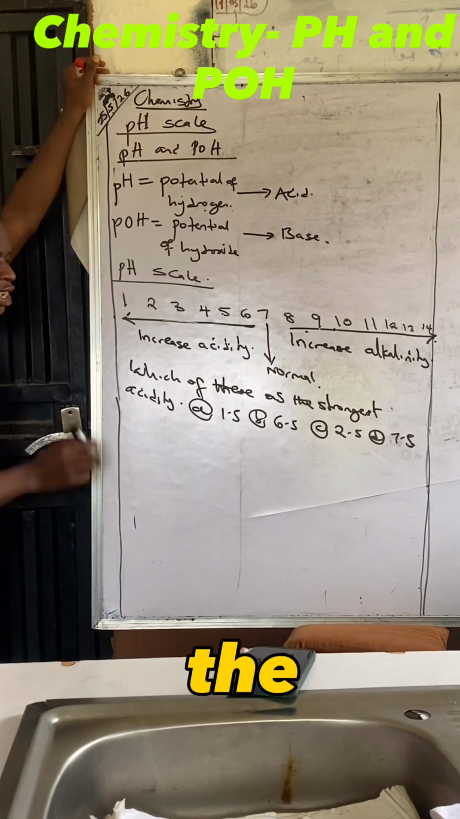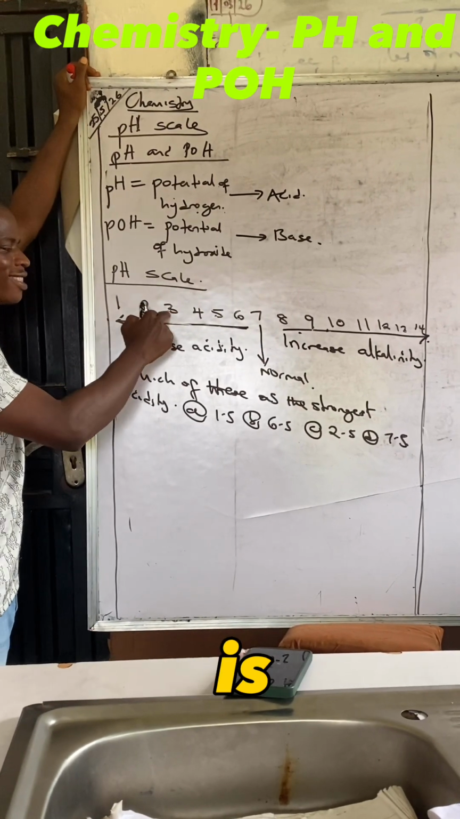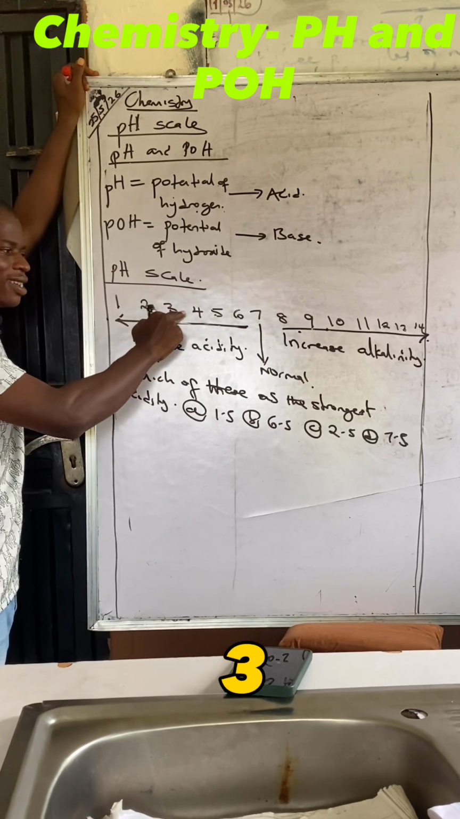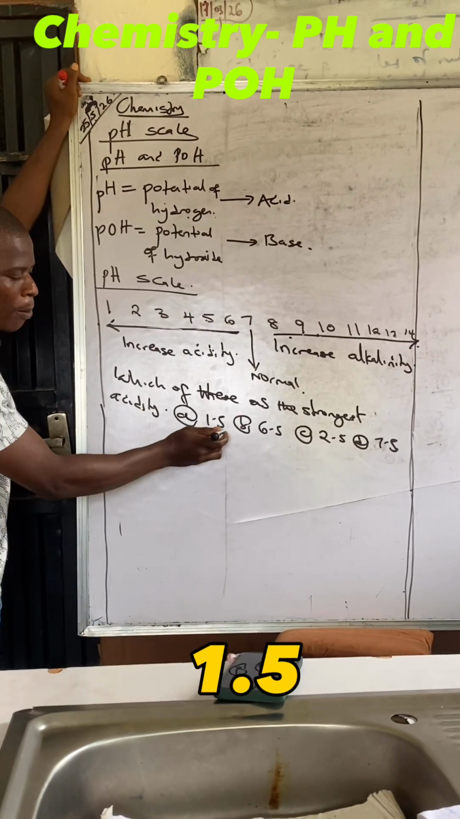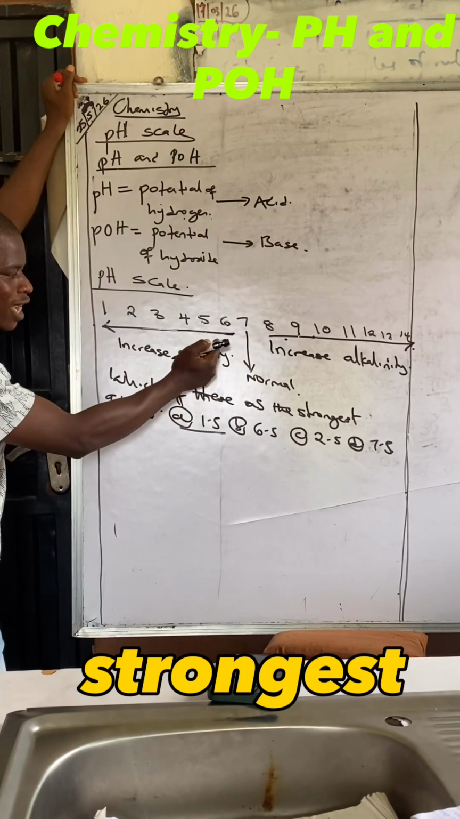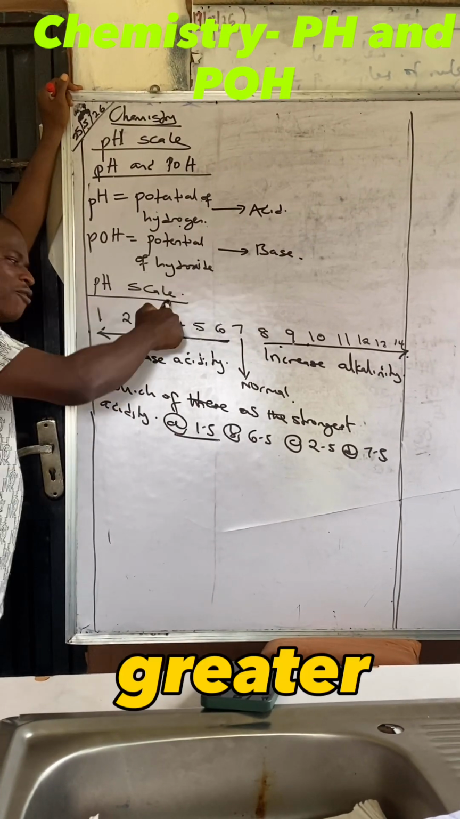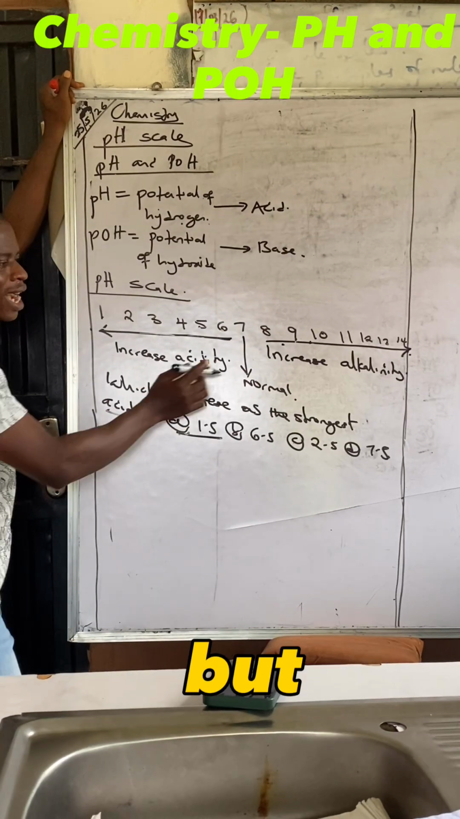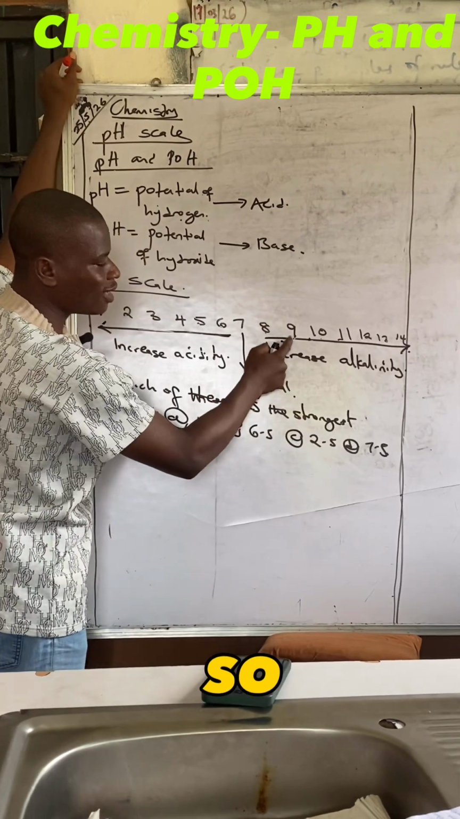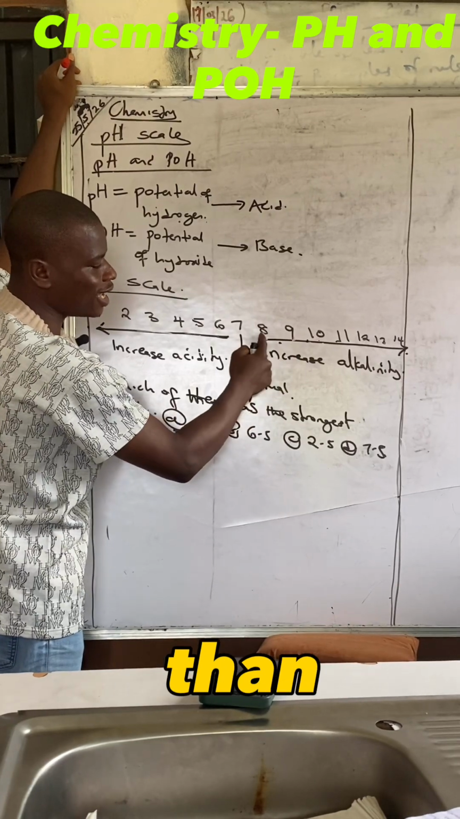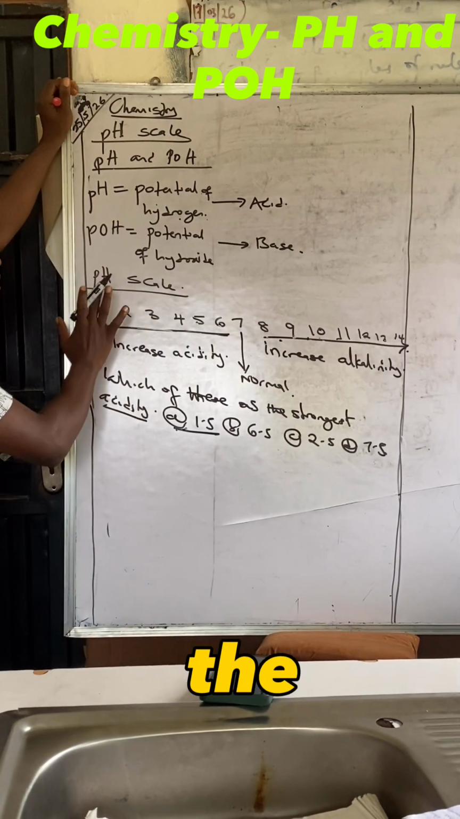So if you look at it now, the strongest among them, I told you 2 is less than 1. So 3 is less than 2. 4 is less than 3. 5 is less than 4. 6 is less than 5. So the strongest is 1.5. So for the strongest acid, 1 is greater than 2, 2 is greater than 3, 3 is greater than 4 in terms of acidity. But in alkalinity now, 8, 9, 10, 11 is the range. So 9 is greater than 8, 10 is greater than 9, and so on and so forth. So that is the pH scale.